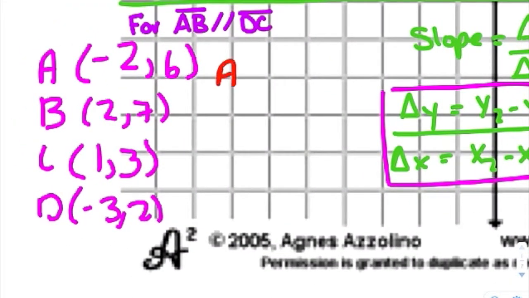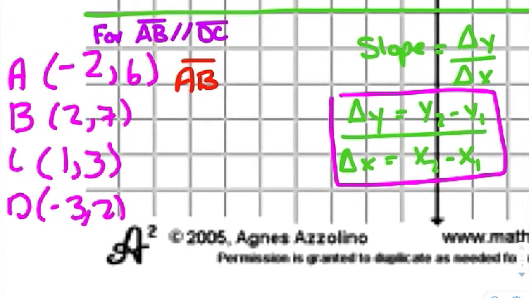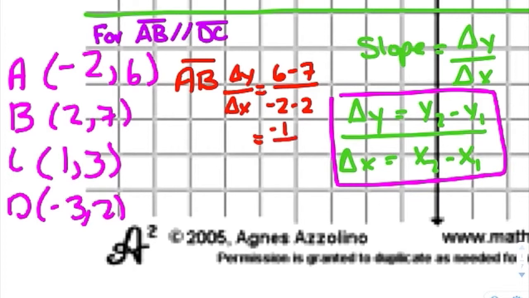So the slope of AB, again, we're going to use this formula: y2 minus y1 divided by x2 minus x1. In other words, going from A to B, the delta y over delta x should be equal to, again, subtracting x numbers, 6 minus 7, and then subtracting the same x numbers, so negative 2 minus 2. Now we do have to do some simplifying here. 6 minus 7 is a negative 1. Negative 2 minus 2 is a negative 4, which just equals 1/4. So we have a slope of 1/4 for AB.